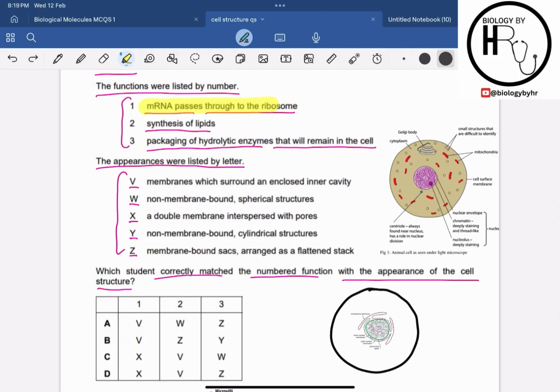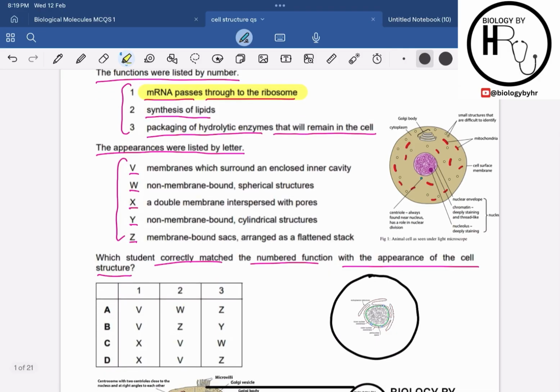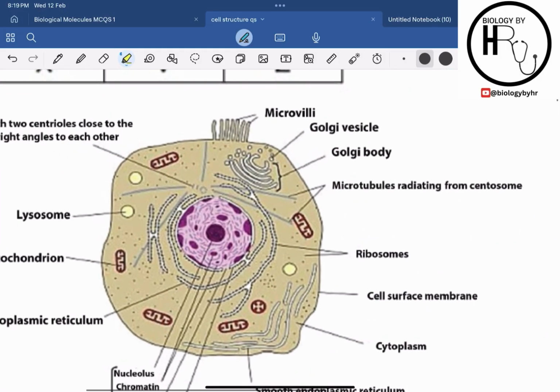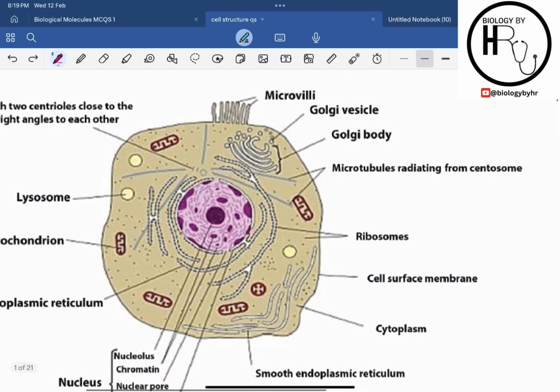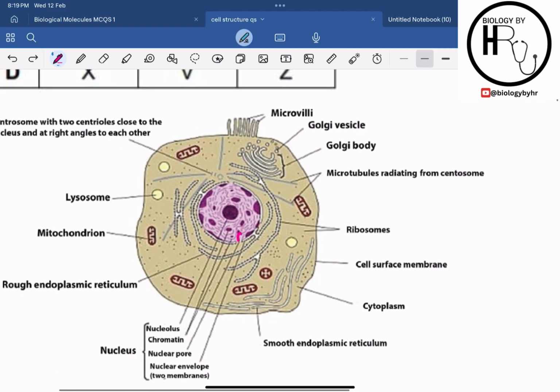The mRNA passes through to the ribosomes via the nuclear envelope, right? You can see over here this is the nuclear envelope, which is basically enclosing the nucleus. The nuclear envelope is double membrane bound. Over here you can see the pores. So when the DNA is transcribed and mRNA is generated, the mRNA passes through these nuclear pores to the ribosomes. These dotted structures over here are the ribosomes. So they pass from these pores to the ribosomes.